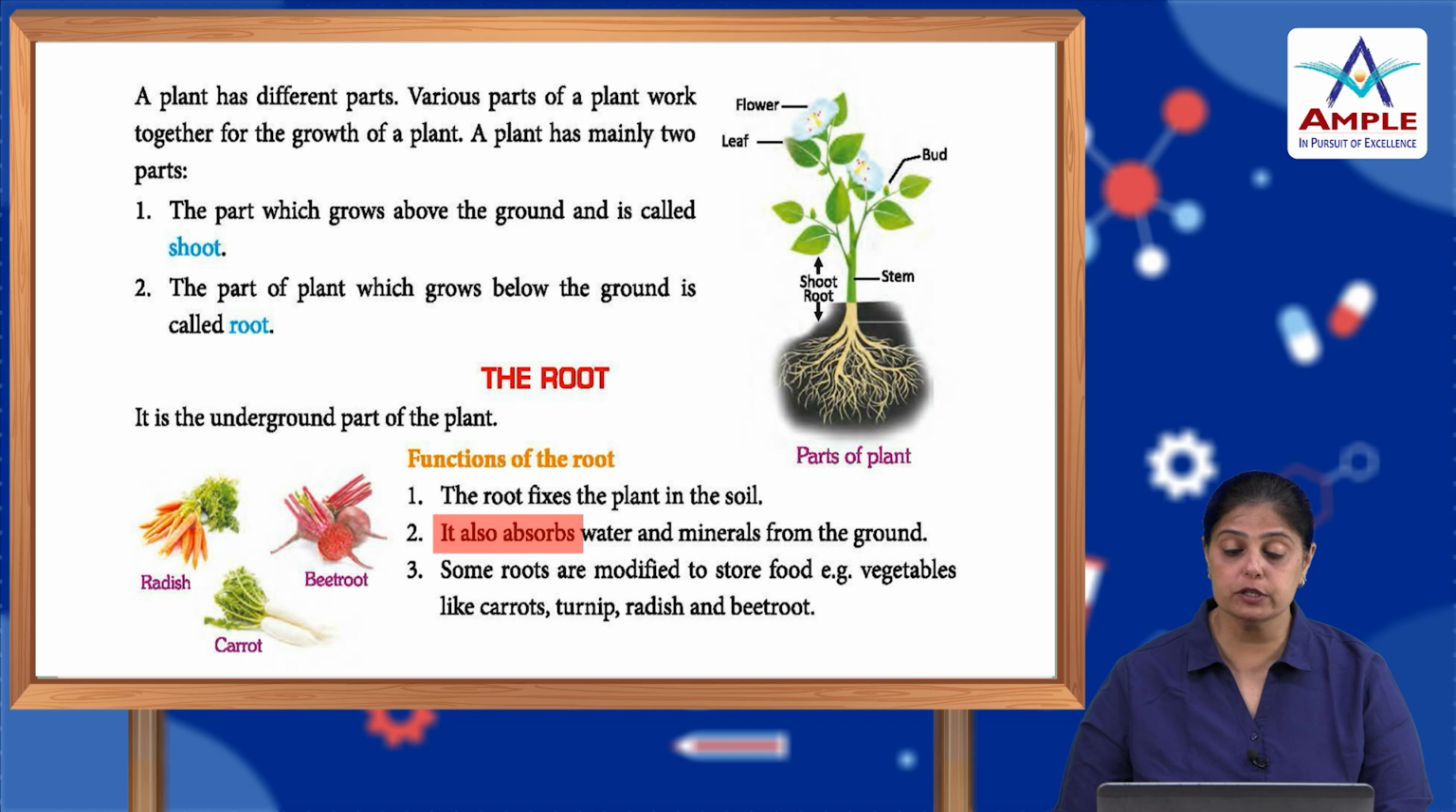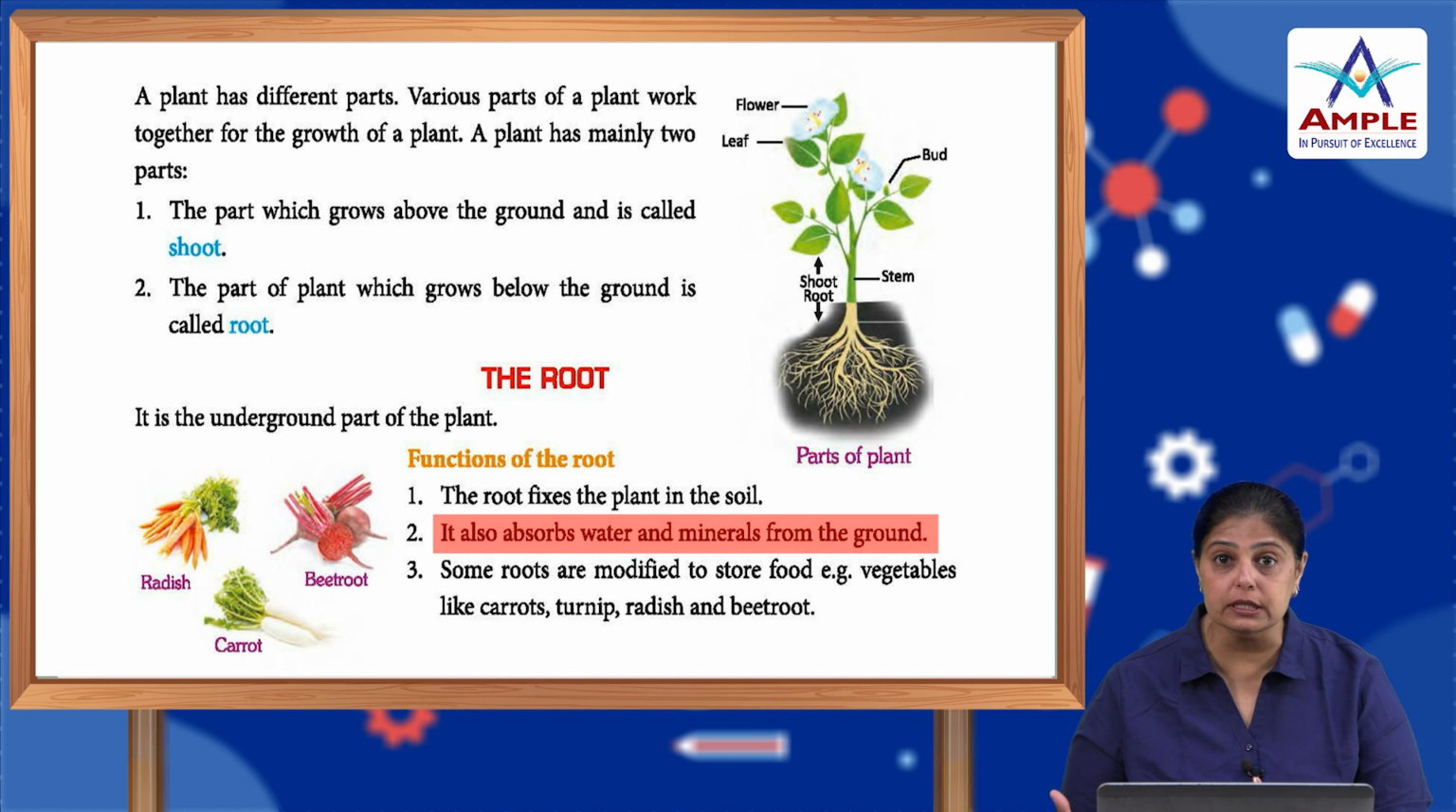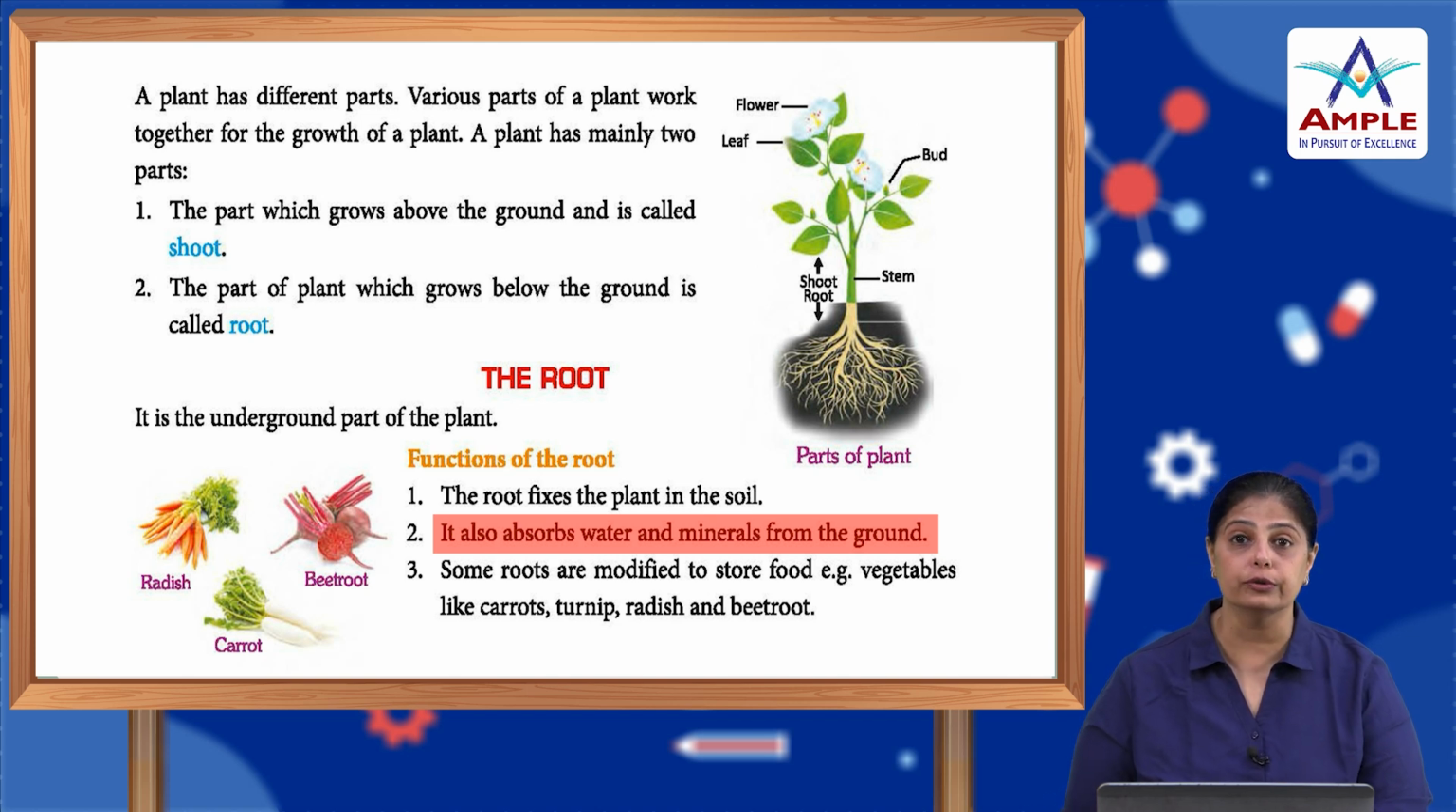Second, it also absorbs water and minerals from the ground. So it takes the essential nutrients that the plant requires for its growth from the ground, okay. It takes water also from the ground, from the moisture in the soil, and then it helps in the growth of the plant. Not only the moisture in the soil, but also when we water the plants, the water which goes down is utilized by the plant, okay.